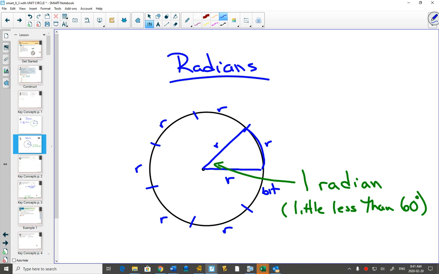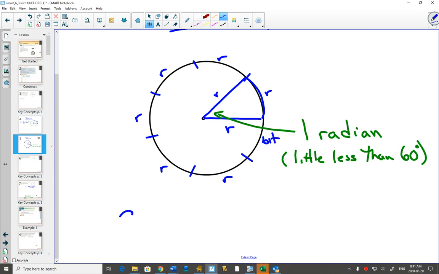Question is, how many radians are there in a complete circle? Well, what am I counting if I'm going around the edge of the circle? Just like we did yesterday or the day before. What is that called when you go all the way around a circle? That's your circumference. What is your circumference formula? It's 2 pi r.